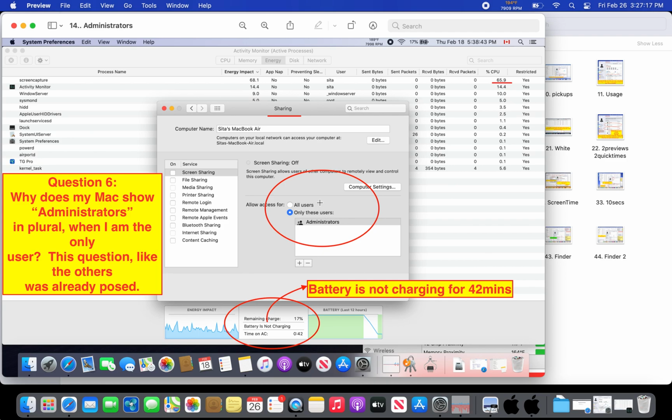This one here, in sharing, I have administrators with an S. And that's expected. Okay, so hang on a second. Let me make sure I got it clear. You're saying administrators with an S is expected, and only these users is expected here? Because I'm thinking if I'm the only administrator, it should say administrator without an S.